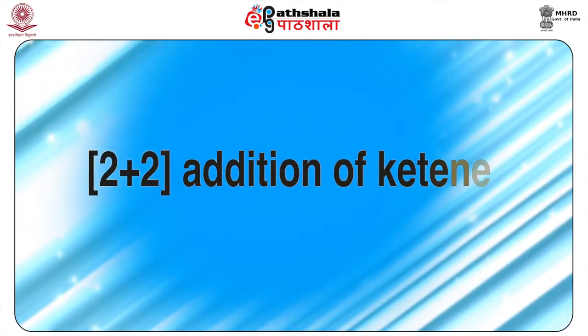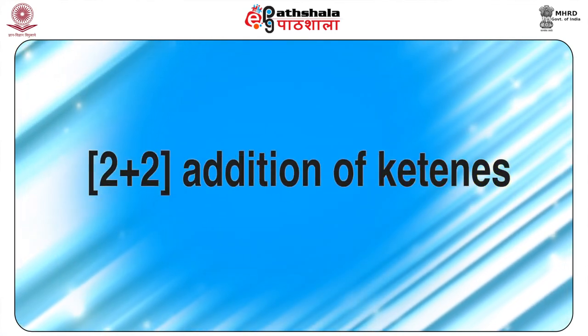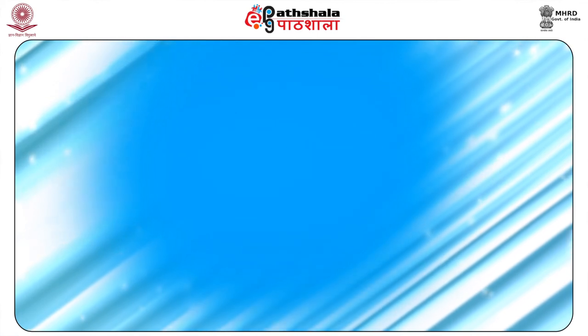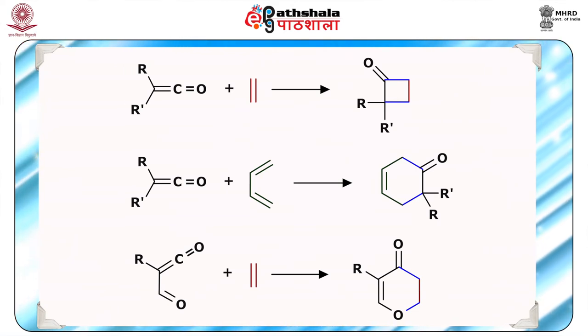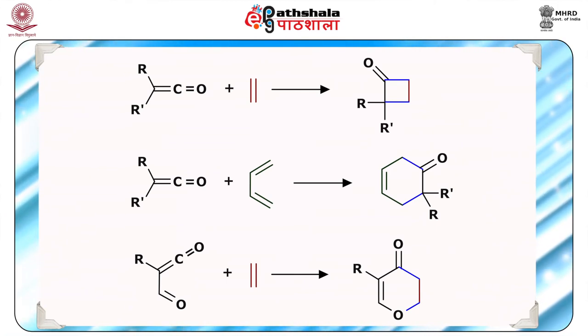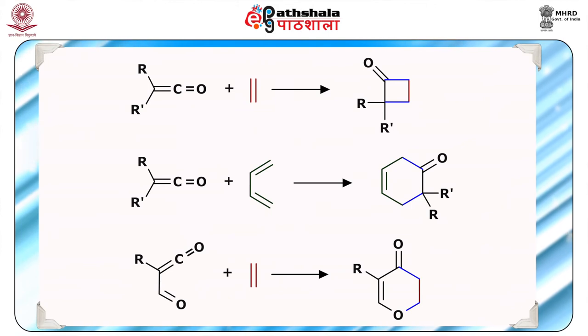Next, let us talk about 2+2 addition of ketenes. Ketenes react with dienophiles to give 2+2 4-member or larger rings under thermal activation. Conjugated ketenes may participate as 4-pi partners in 4+2 cycloaddition reactions as well.